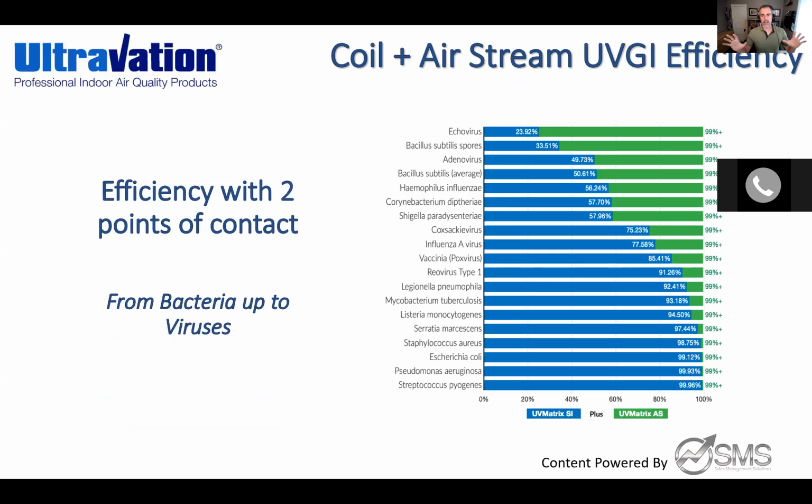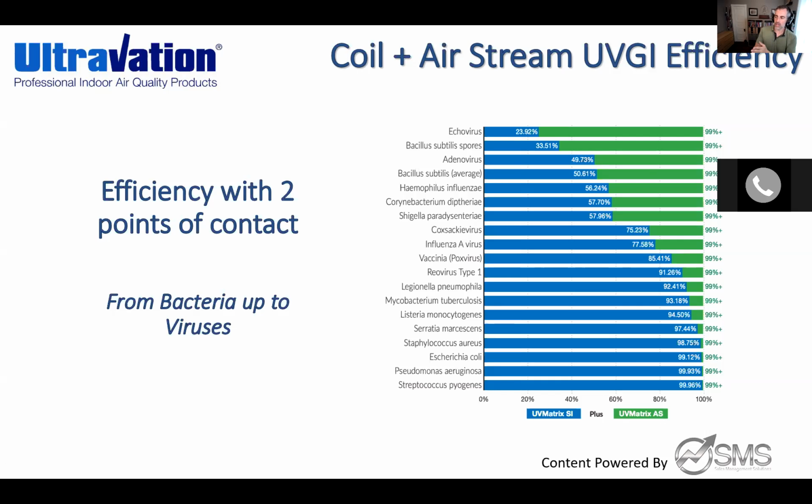So here's a great graph. A lot of companies are doing different things in education. We took this graph specifically out of our commercial training because we feel it does apply residentially and commercially. So at the bottom here, you'll see UV Matrix SI. All of our commercial products are called the UV Matrix series. The SI, S stands for surface, and then the AS stands for airstream. I'll get into that in a little while. But we pulled this out of our actual literature, which I also sent you.